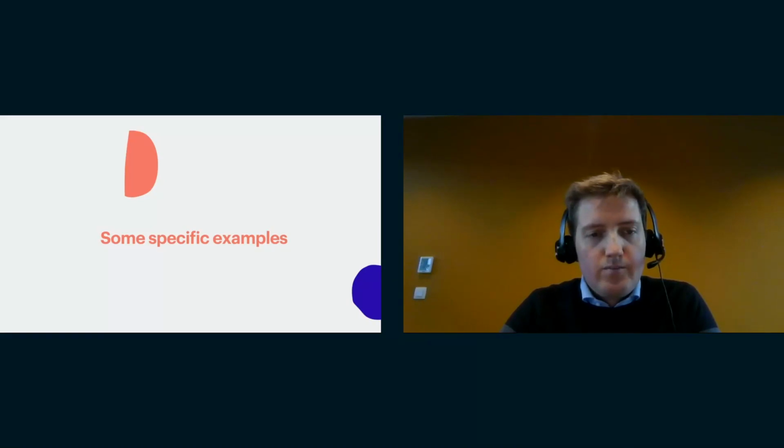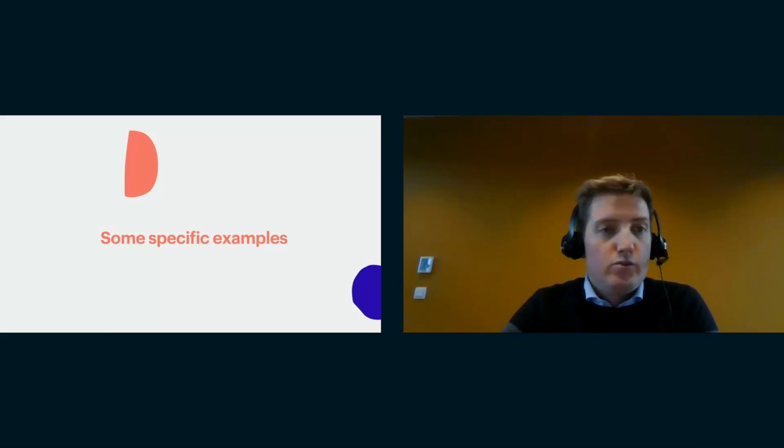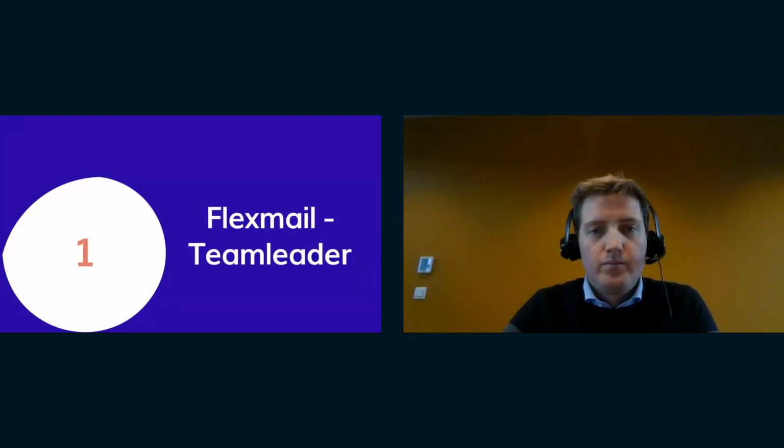So those are the triggers and actions that can be chosen for Flexmail in Zapier. And to make this clearer, I am going to give a few examples on how to get started immediately with the use of these triggers and actions. So first of all, I'm going to talk about Team Leader. This is a CRM system that is used quite often. We at Flexmail also use Team Leader, so that is why we chose this example.